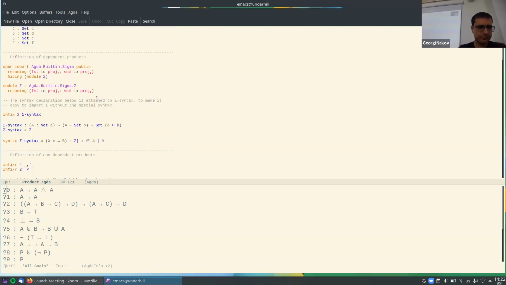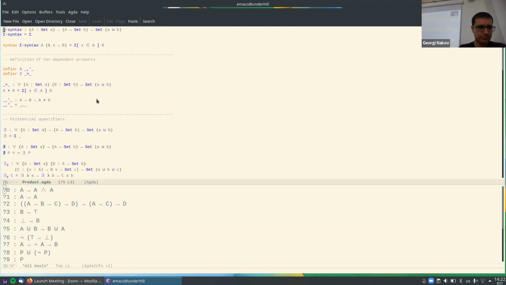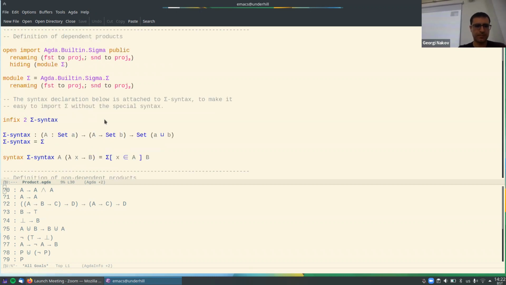Right, in the thing that defined non-dependent product into dependent product. Oh, there's a renaming when the import happens. Yes, first is renamed proj 1 and second is renamed proj 2. So that makes some sense.